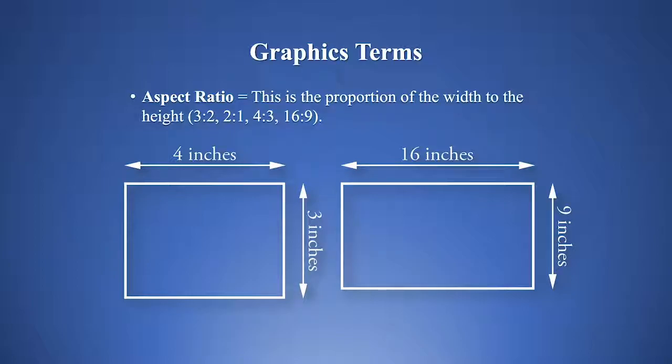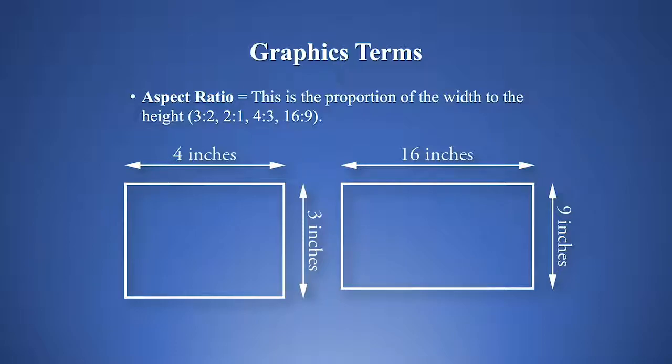The aspect ratio is a proportion of the width to the height. You drop the units out. You have to use the same unit for the width and the height. But then when you divide it, it drops the unit out. So you divide the width by the height.